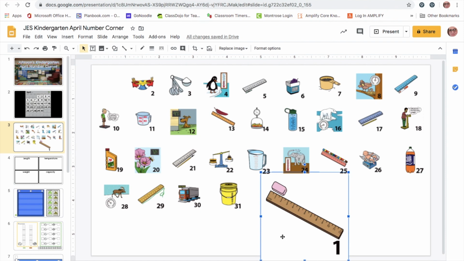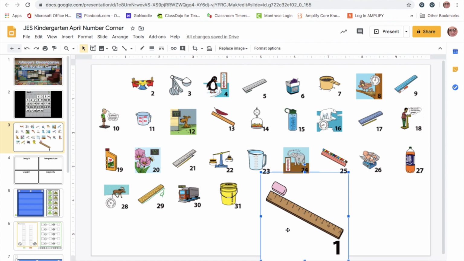Oh, I hear a lot of good things. Did I hear somebody say a ruler and eraser? You are correct. This is a ruler and an eraser. We use rulers to measure length. Length is how long or short something is. So this ruler is measuring how long or short that eraser is.